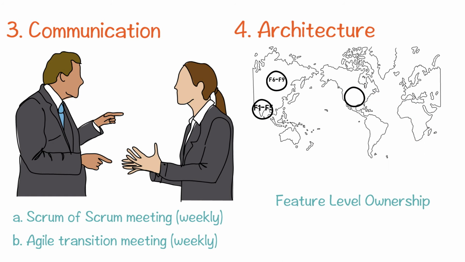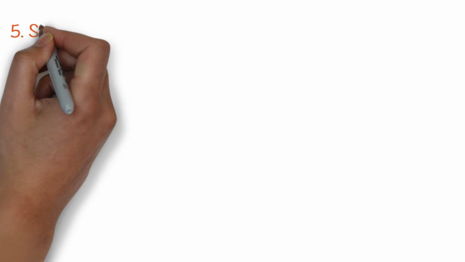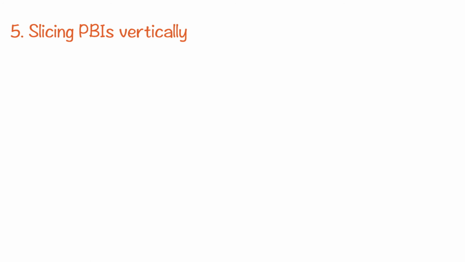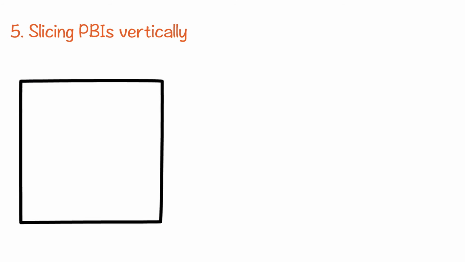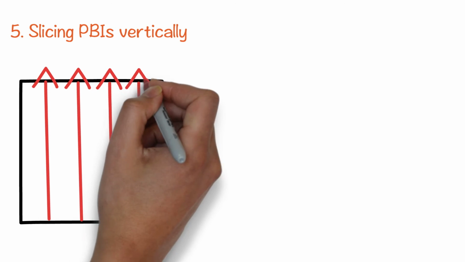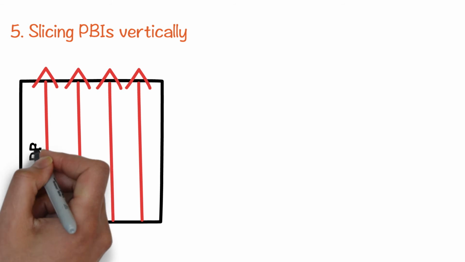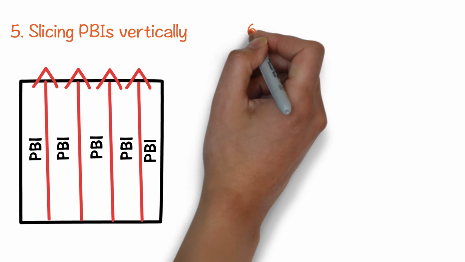So when you start off new, look out for clear boundaries. Get the teams to understand how to slice the product backlog items vertically. Since progress is measured through working code, PBI slicing is the key to measure progress. If they aren't sliced properly, early integration of code will not be possible.